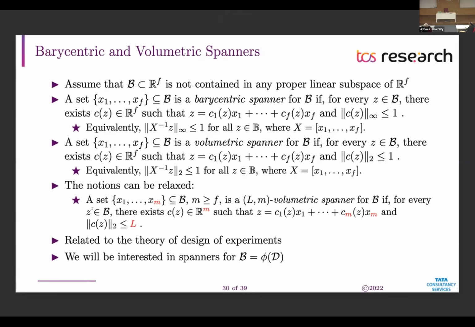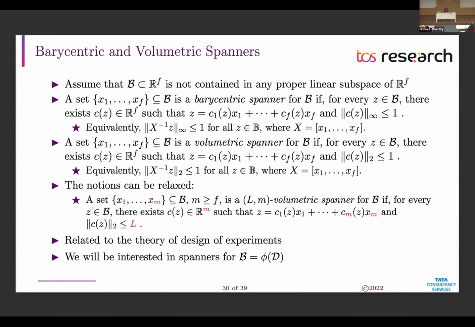These definitions are not because of us; these concepts are already there. To keep things simple, assume that you have a set B that is not contained in any proper linear subspace, so it is really f dimensional. A finite subset of B with cardinality f is called a barycentric spanner for B if two things hold. First, you should be able to write every element z of this set as a linear combination of these f points. But the condition is that the coefficients you need, which depend on z, which is why that dependence is explicitly shown here, should be less than or equal to 1 in absolute value. Then this is called a barycentric spanner.